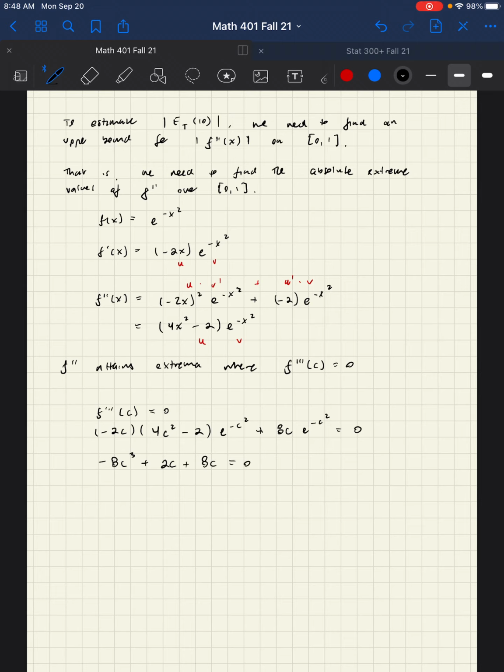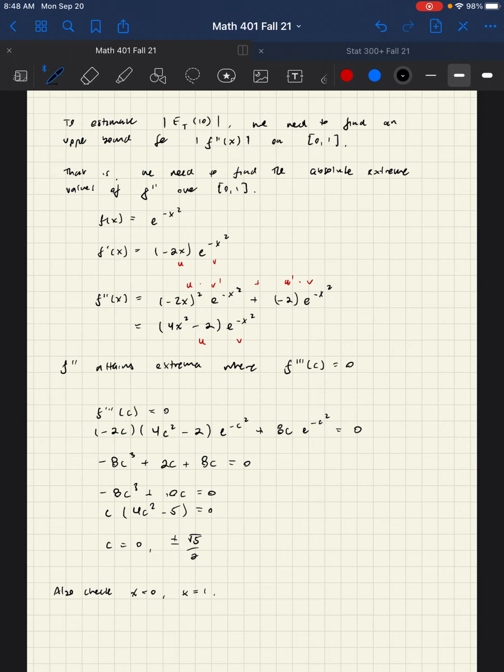Negative 8c cubed plus 2c plus 8c equals 0, which is the same as negative 8c cubed plus 10c equals 0. Factor out a c, and divide by negative 2. C times 4c squared minus 5 equals 0. Then that means c equals 0, or plus or minus square root of 5 over 2. Okay, and then we should also check the boundary conditions. So also check x equals 0, x equals 1.